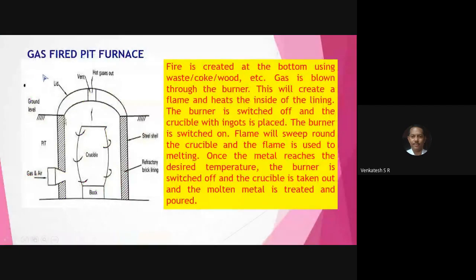The first one is the gas-fired pit furnace. We discussed this in the last class. This is the crucible. Crucible is nothing but a container, from which you can melt the metal. Here the gas is circulated around the crucible. When you light the gas, the flame will surround the crucible and melt the metal. So these things we discussed yesterday.